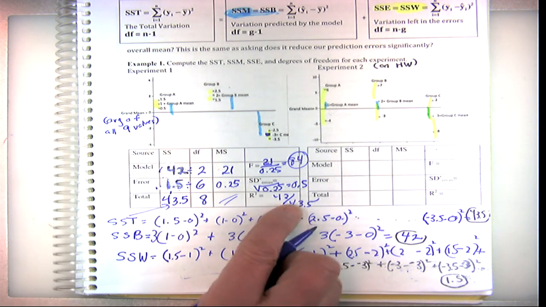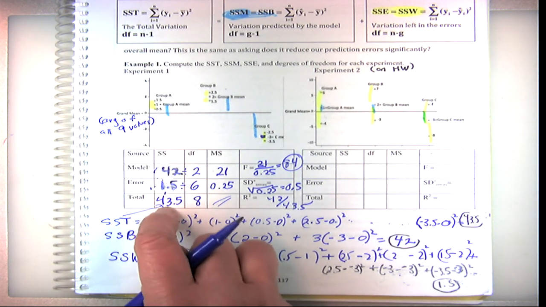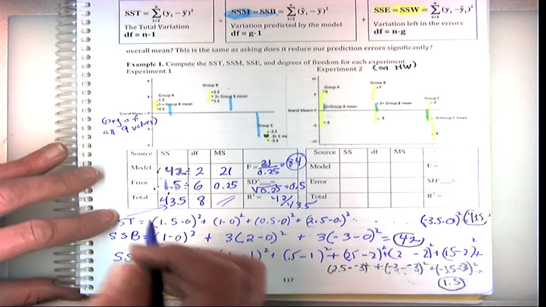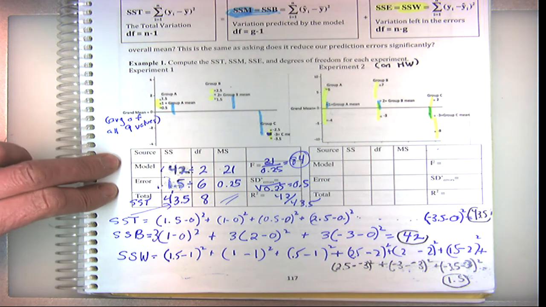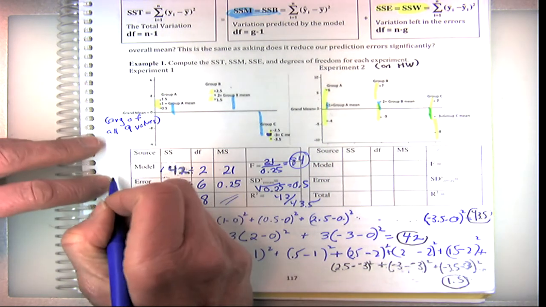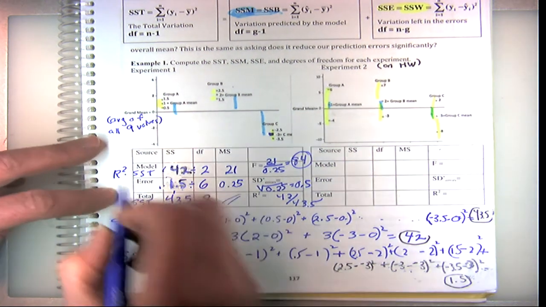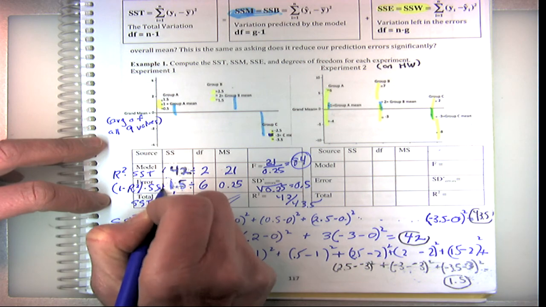That's a very high R squared. Look how much of the variability of the y's is explained by the model. It's a huge percentage. And remember what we're doing here. This is SST, and we're breaking it up into two parts: the part that's explained by the model, which is R squared times SST, and the part that's left in the errors, which is 1 minus R squared times SST.